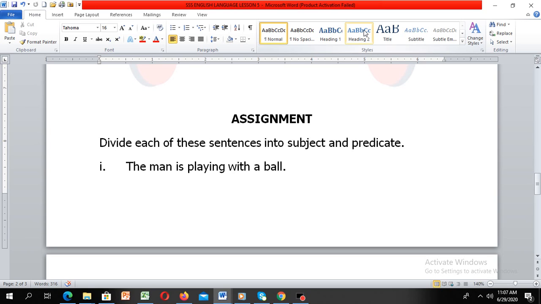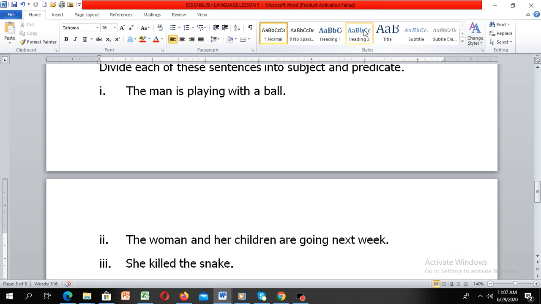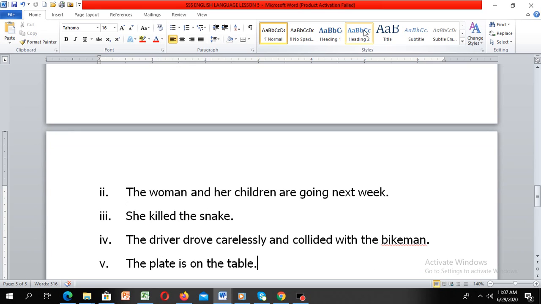Number 1, the man is playing with a ball. Divide it into subject and predicate. Okay? Do you understand? Number 2, the woman and her children are going next week. Number 3, she killed the snake. Number 4, the driver drove carelessly and collided with the bikeman. Last but not the least assignment, the plate is on the table.